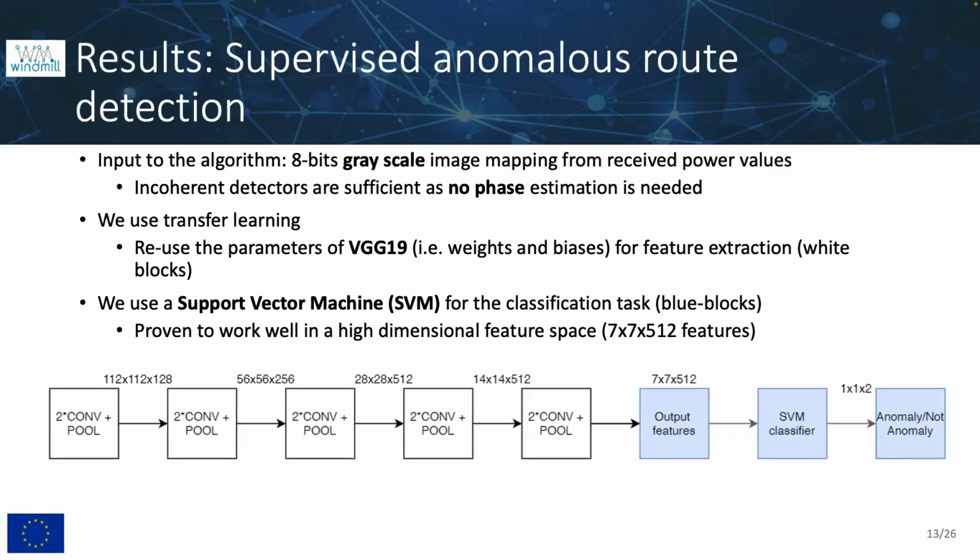So for the supervised anomalous route detection, what we do is measure the signal and map it into an 8-bit grayscale image. As we don't want to spend a lot of time sampling the signal multiple times along the route of the generated data set, we rely on transfer learning in order to reduce the amount of data that we need for training, where we concretely use the VGG19 to perform feature extraction. And then, in a really simple fashion, we try to classify, in a supervised manner with a support vector machine, these features as corresponding to a correct route or an incorrect, anomalous route.